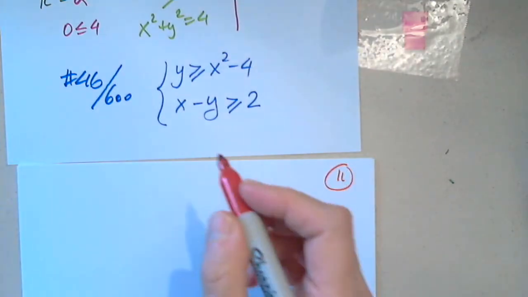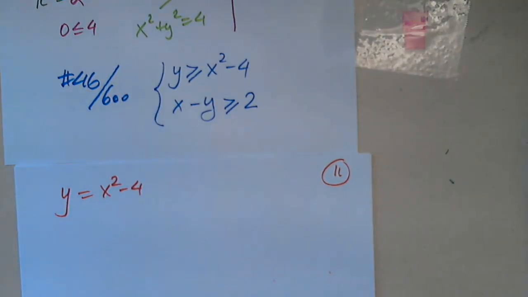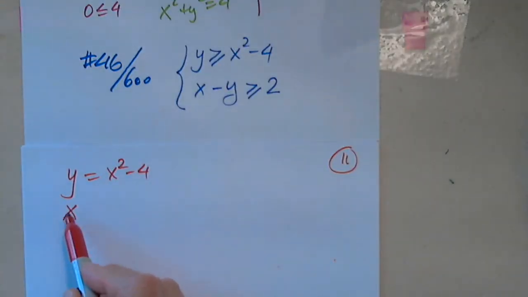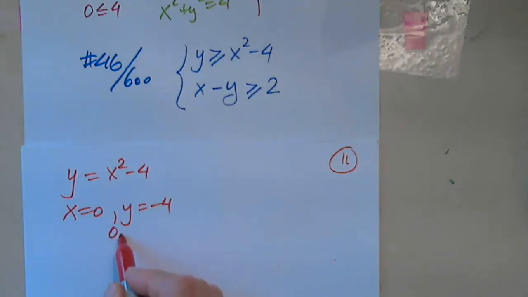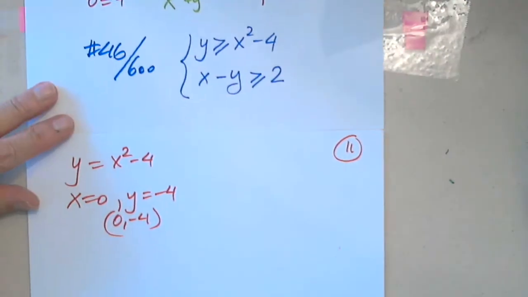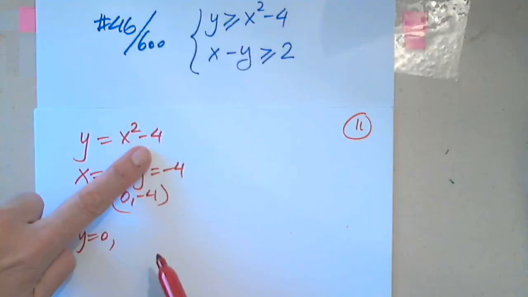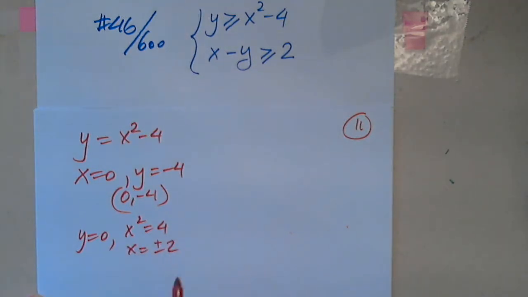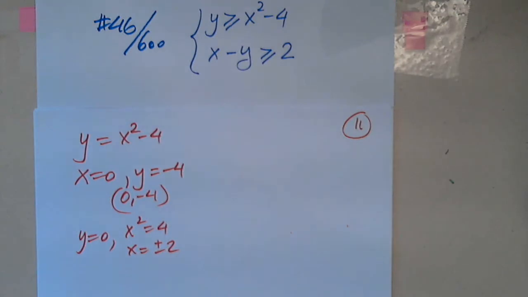So I start with the first equation, y equals x squared minus 4. How do I graph this? What is it? When x is 0, y is negative 4. When y is 0, then x squared equals 4. So we have x equals plus or minus 2. I know how to graph it. We graphed it with transformations millions of times in the past.